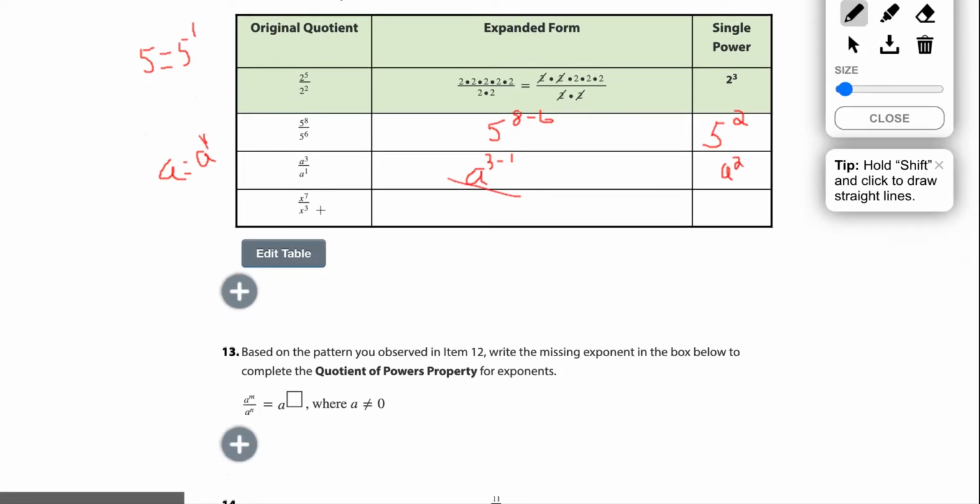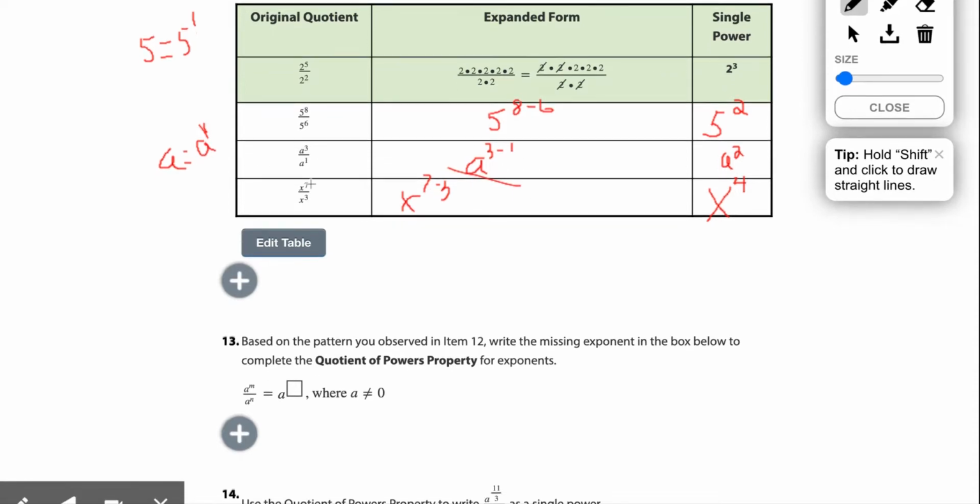And so let's look at this last one. x to the 7th power divided by x to the 3rd power. Well, that's x to the 7 minus 3, which is x to the 4th. And we could just list it out, 7 x's divided by 3 x's. 3 of those will cancel on top and bottom, and you're left with 4 left over. But just kind of know the trick is to subtract exponents when you're using quotients.